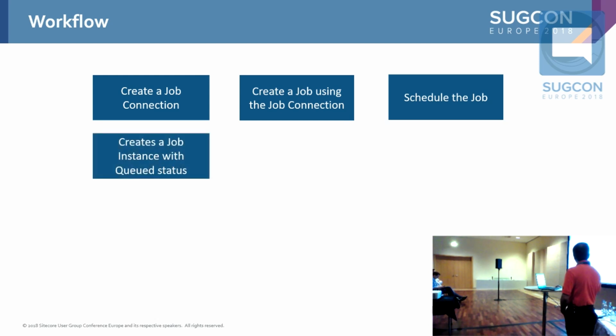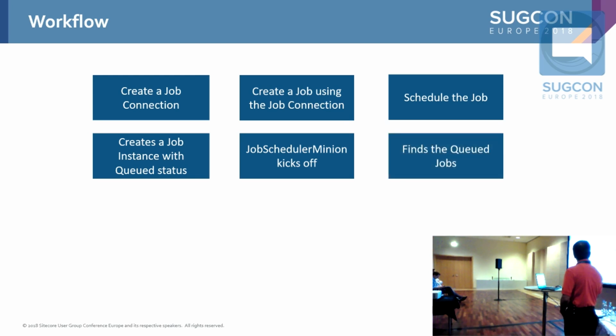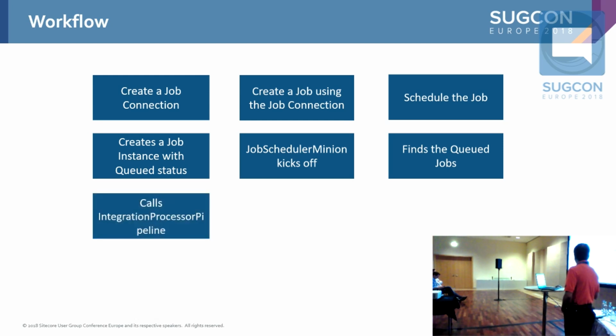When the job is created, it goes to the queue and waits for the minion to kick up. The job scheduler minion kicks up and goes through all the jobs and finds the jobs that are queued. Then the job scheduler minion calls the integration processor pipeline, which is actually the hook.